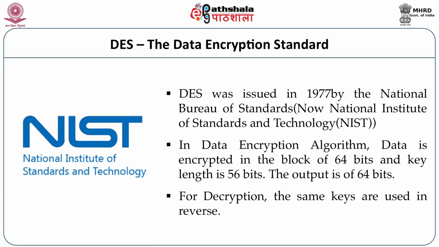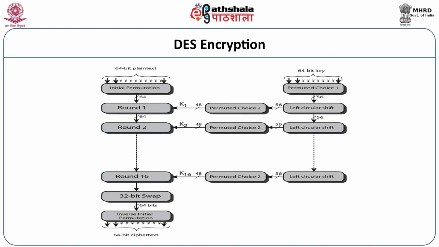In DES, we are going to use 16 rounds. So 16 keys are used. It will go from K1 to K16. When we are doing decryption, we will be using the same keys but in the reverse order. Meaning K16 first and K1 last.